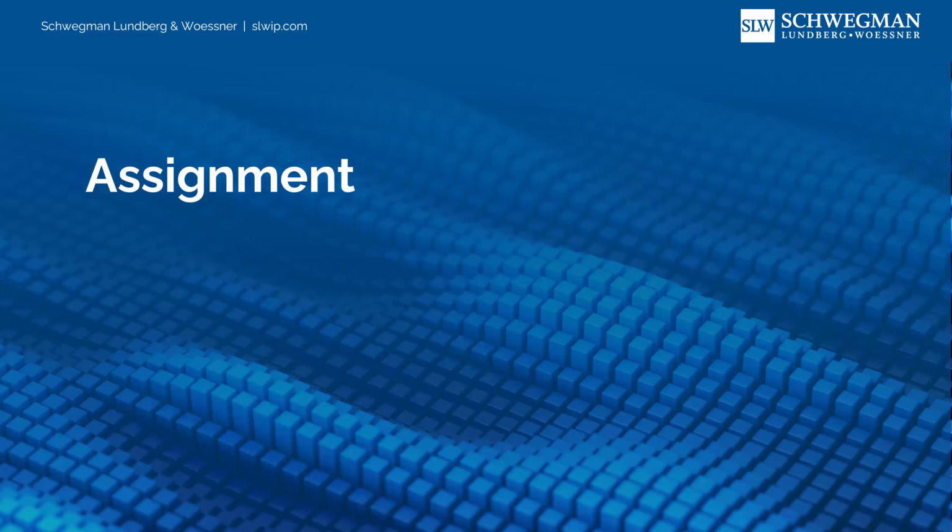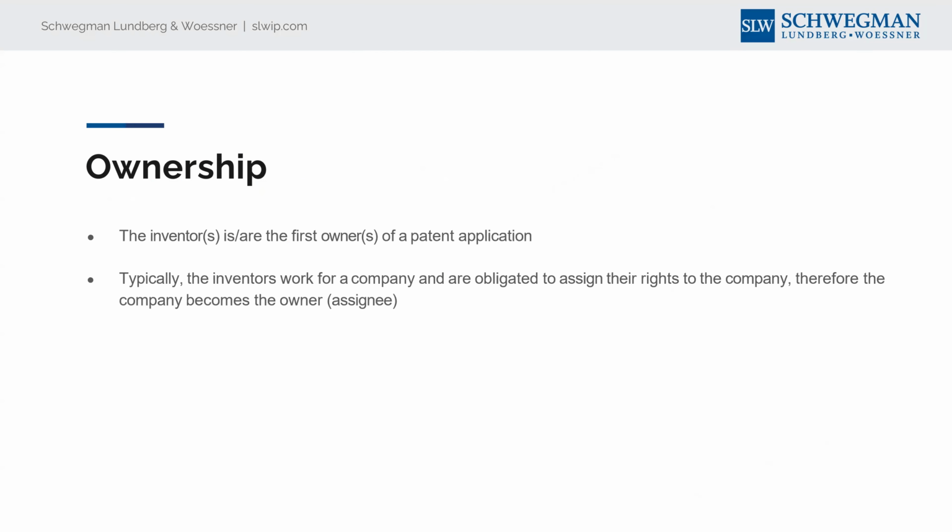So moving on to the other hand, assignment. As I said earlier, if you're the inventor, you are the initial owner of the patent application. However, of course, most inventors are employed by a company, or they might be founders of a small company, but they are typically obligated to assign those rights to the company, so the company becomes the owner. Those obligations can arise from a hiring agreement, where as part of your employment, you're obligated to assign all rights to the company. It can be done later.